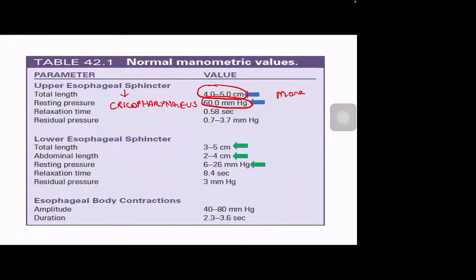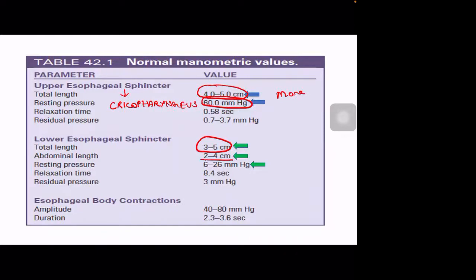Come to the lower esophageal sphincter. Concentrate on the numerical values which have been highlighted. The total length of the lower esophageal sphincter is 3 to 5 centimeter. Always remember, the most important thing which contributes to the sphincter function of the lower esophageal sphincter is the intra-abdominal length.